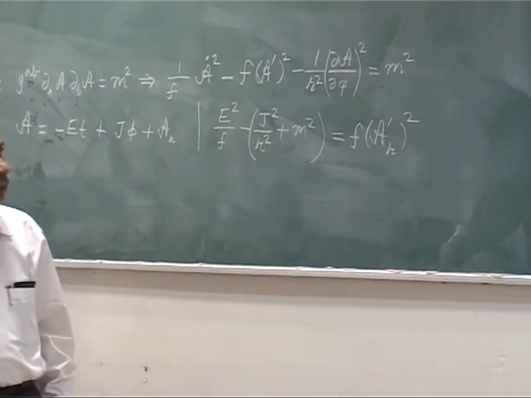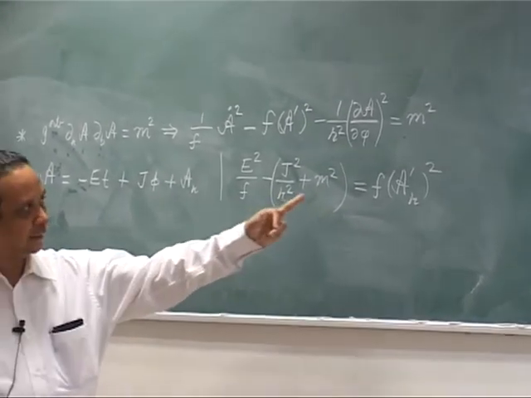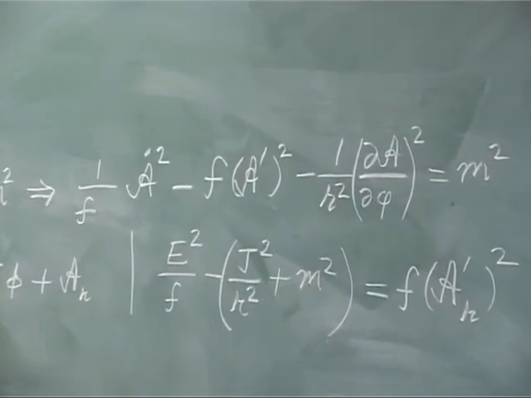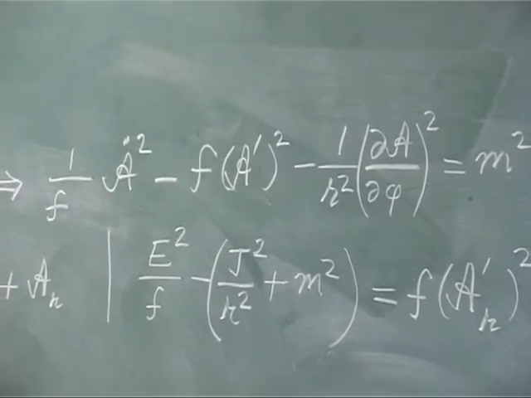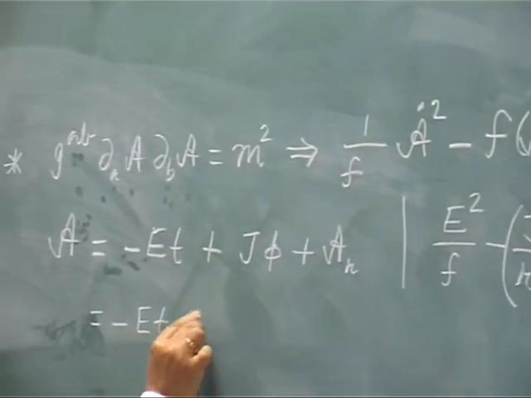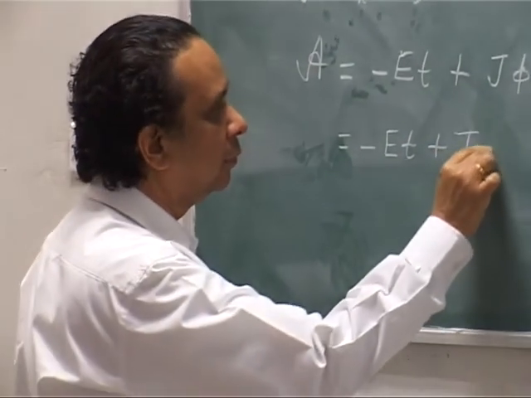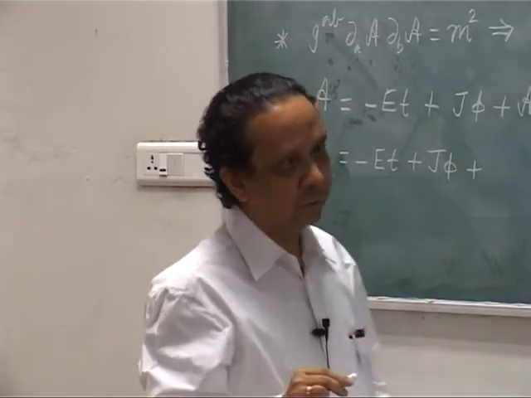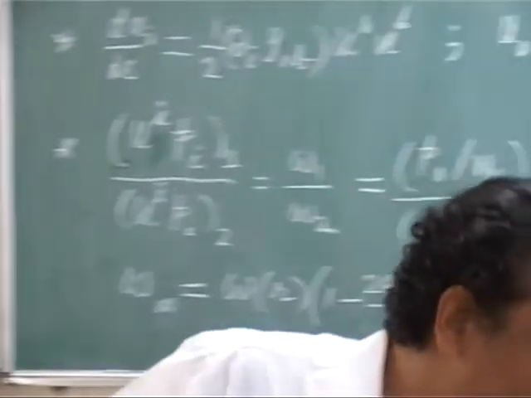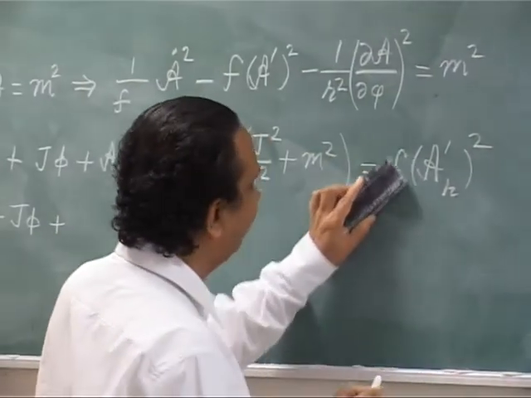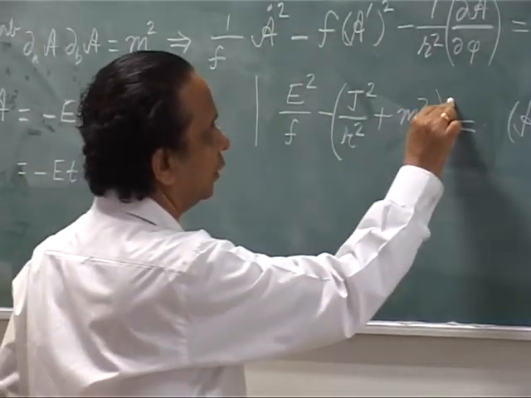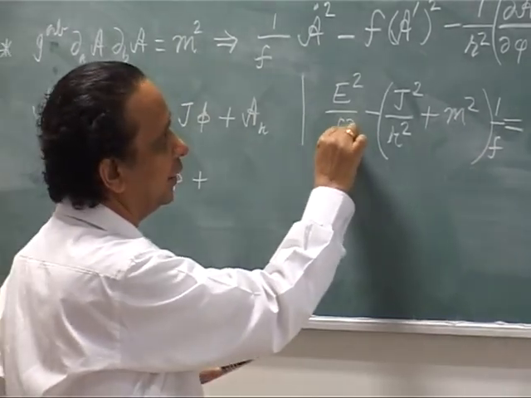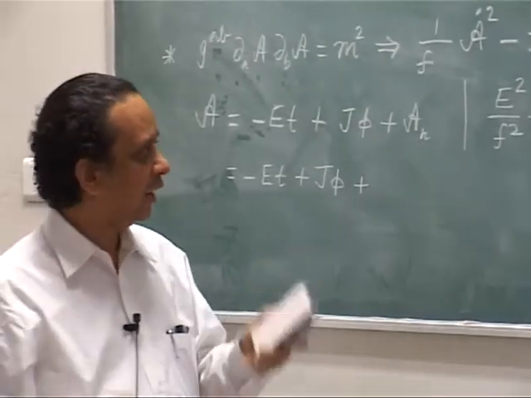Okay. So, if I look for what is AR prime, it can be written in different ways, but let us just substitute here. This is minus E t plus j phi plus AR, which I am going to write as, so you take away that F, so this is going to be 1 by F here and 1 by F square here, and you pull out an F square.